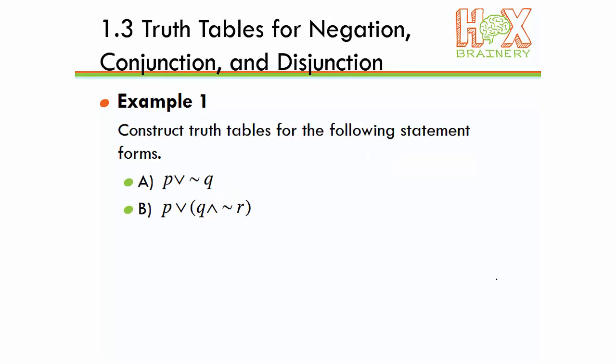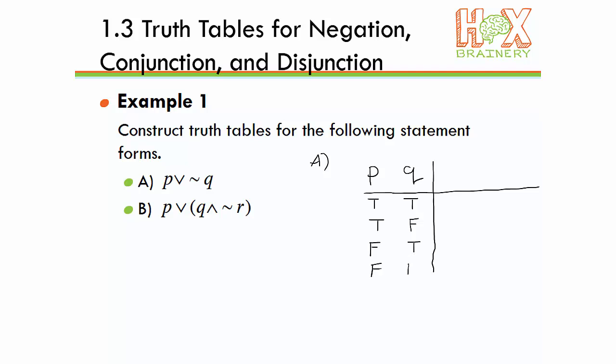All right, example 1, we're going to construct truth tables for the following statement forms. So let's go ahead and take a look at part A. Since we have 2 simple statements, P and Q, I'm going to write those down first. I'm going to list out the cases. The first case is going to be when they're both true. Then case 2, I'm going to have P as true, and I'm going to make Q false. In the third case, I'll make P false, Q true. And in the last case, both of these are going to be false. Right? These are all the different possible combinations of true and false.